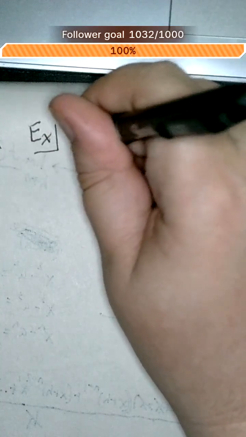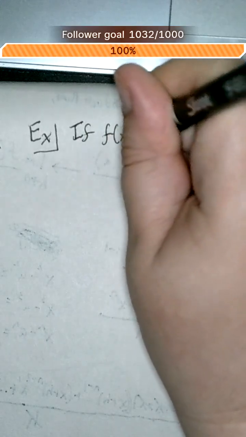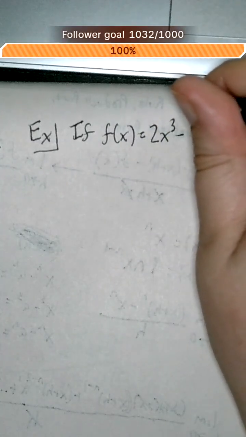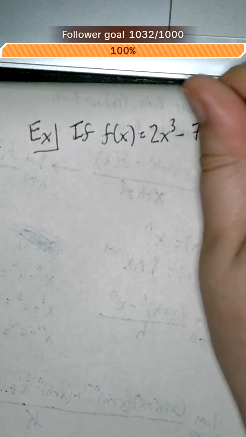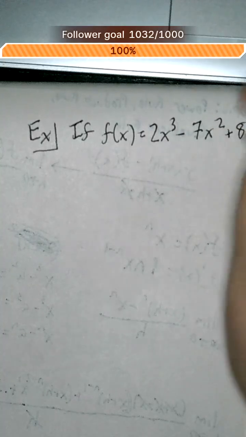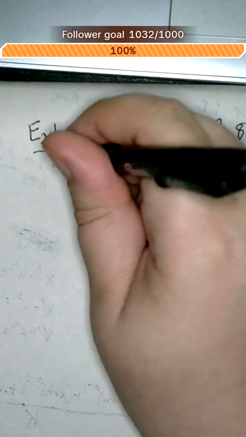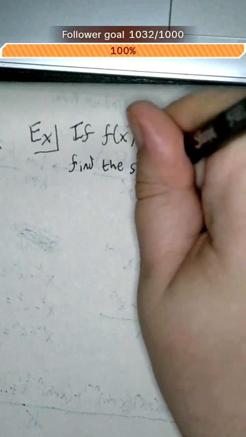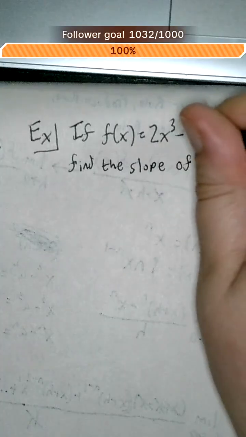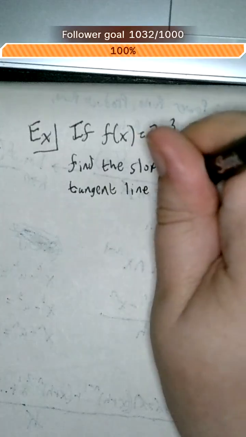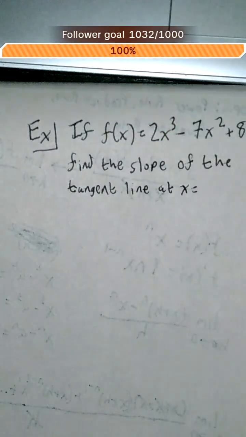So if f of x is equal to 2x cubed minus 7x squared plus 8x, find the slope of the tangent line at x equals 4.